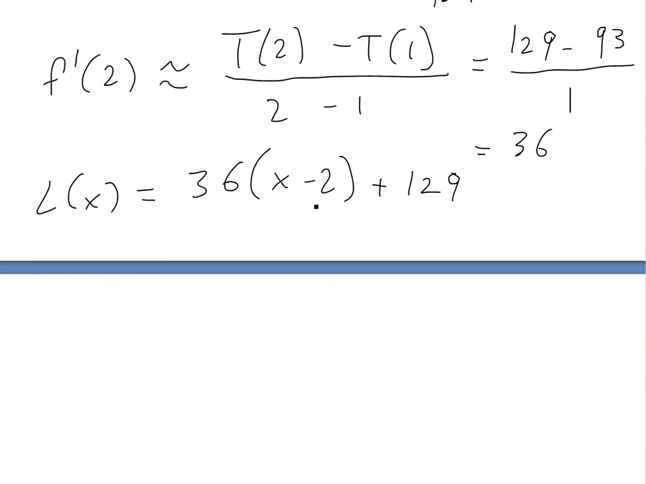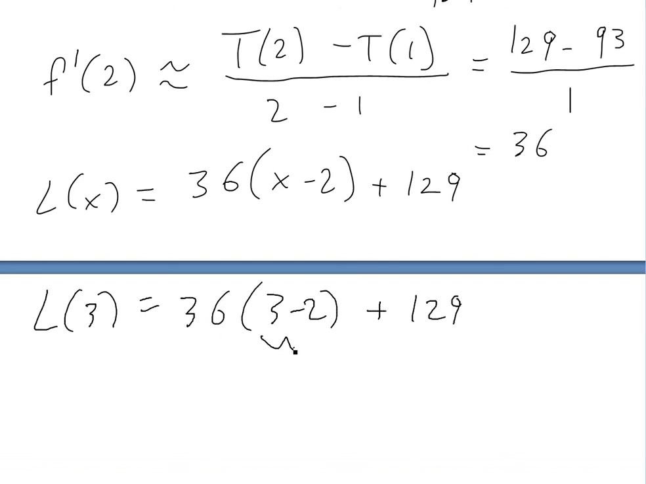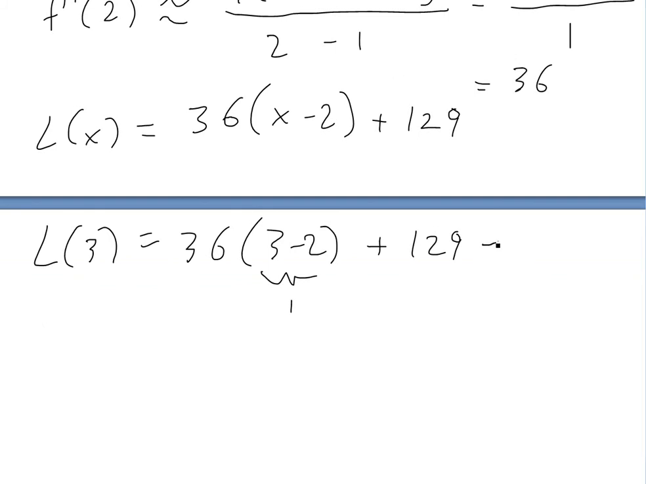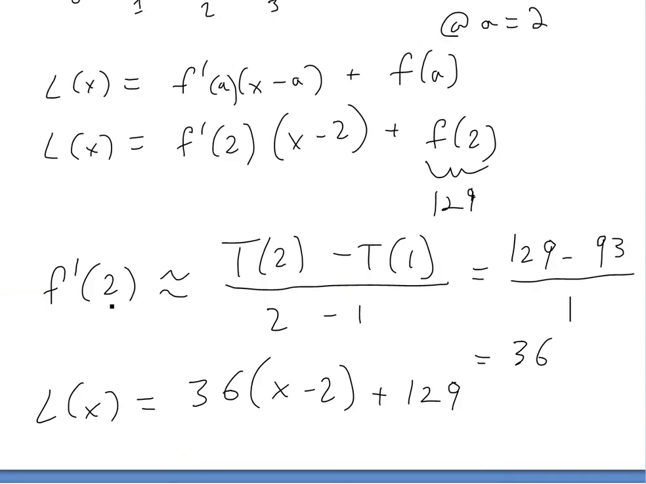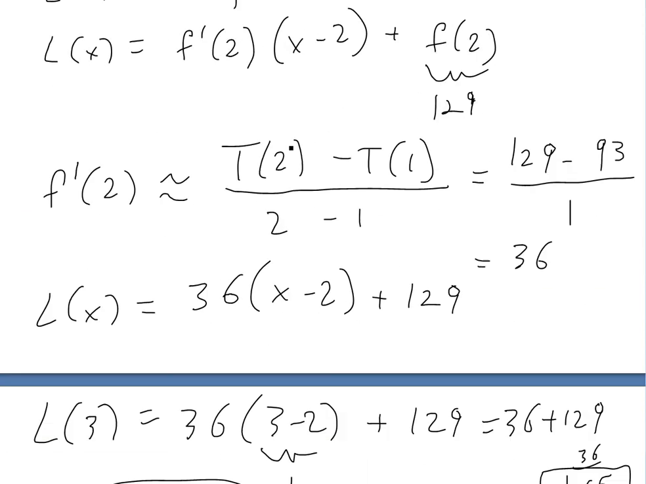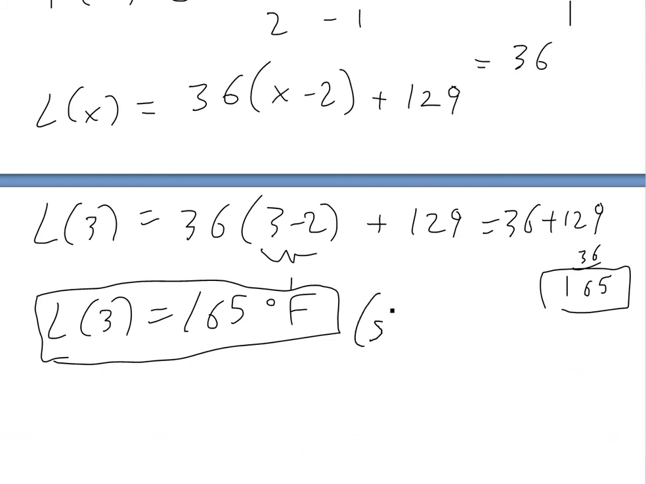Now to predict at 3, we put L of 3 equal to 36 times 3 minus 2, plus 129. This is just 1, so we get 36 plus 129, which is 165. So L of 3 is equal to 165 degrees Fahrenheit. So it's roughly here, but from the graph, the curve bends down, so it would be a bit less than 165. So L of 3 is approximately this, but the real value should be a bit less.